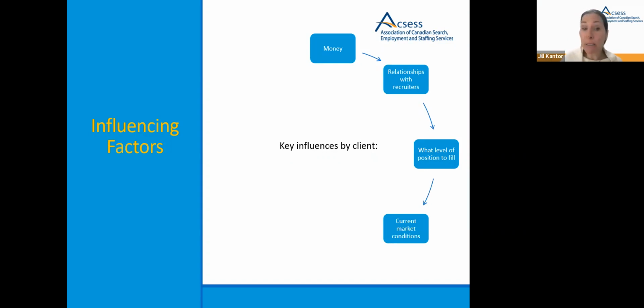So what is that market condition? Are we staying on top of that? Can we speak intellectually to the clients about that? Can we manage our relationship with candidates based on what that's looking like?